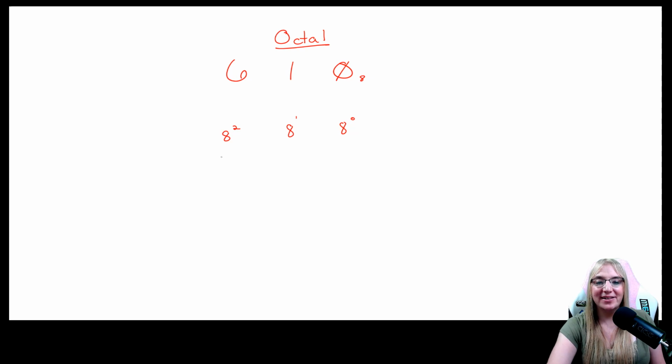So basically, this is going to be 64, because 8 times 8 is 64. 8 times itself is 8. And then 8 to the power of 0 is 1, just like we did before. So just like we did with base 10, if I want to get back to a decimal number, I can simply take the 64 times 6. That's going to give me my value.